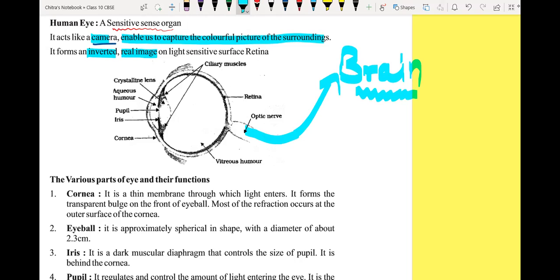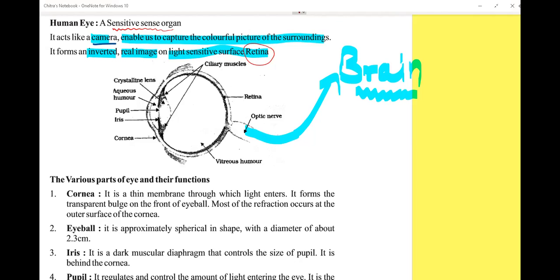So it forms an inverted and real image on the light sensitive surface of the eye called the retina. Our retina is the light sensitive screen. It senses all the 7 colors present in sunlight.